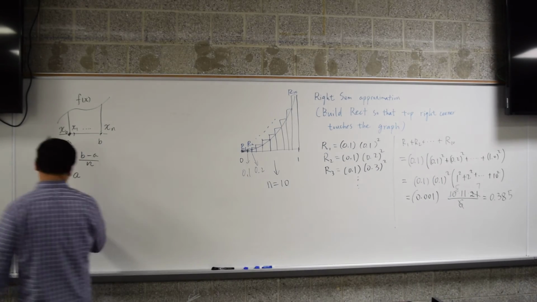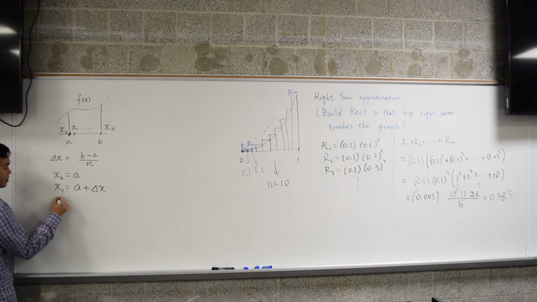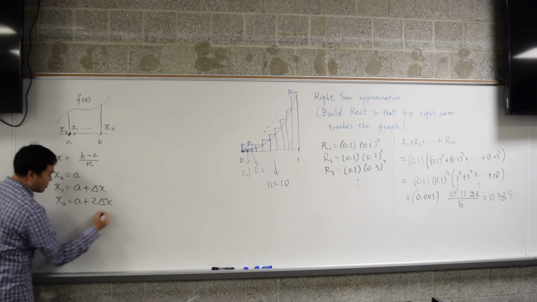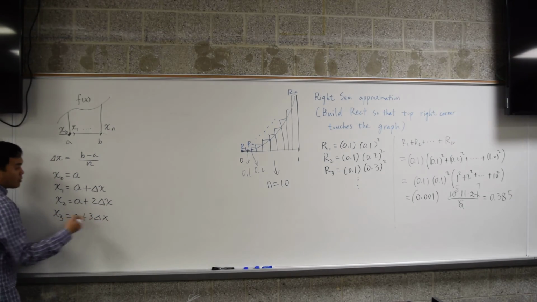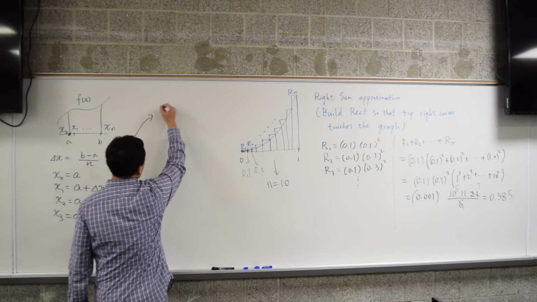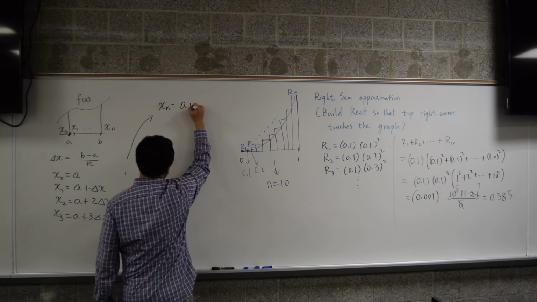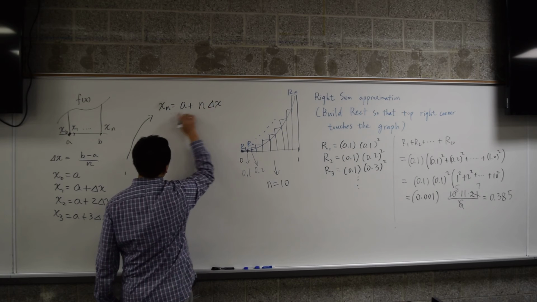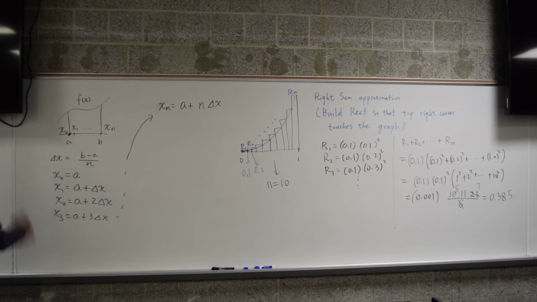So x1 will be A, and you move one step to the right by delta x. x2 would be A plus 2 delta x. x3 would be A plus 3 delta x, all the way up till this xn, which is A plus n delta x. And these two should match, right? So if it's 3, that's 3, 2, that's 2, that's what you do. Okay? So that's the naming convention.